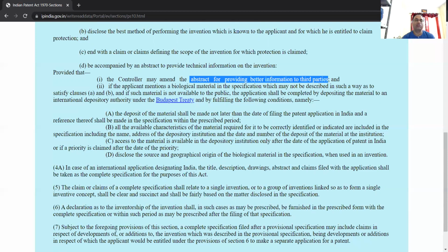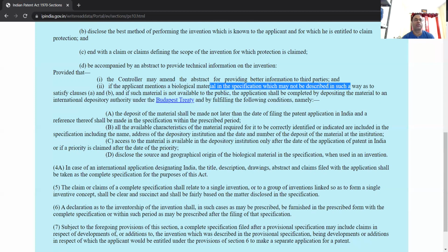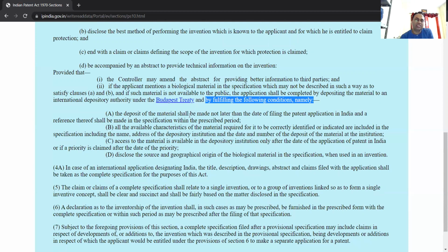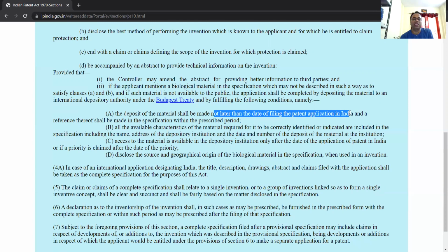And 3D2, if the applicant mentions a biological material in the specification which may not be described in such a way. So if you are mentioning a biological material, then you need to deposit the biological material with the International Depository Authority. That has to be deposited. And while depositing, these are the conditions that need to be fulfilled. A, the deposit of the material shall be made not later than the date of filing a patent application in India. So it is not like I file today and then I submit later. So before filing, it has to be submitted to the International Depository Authority and reference made in the application. And then you need to make the reference that I have deposited in this authority on this date. This has to mention all the available characteristics of the material required for it to be correctly identified or indicated are included in the specification.